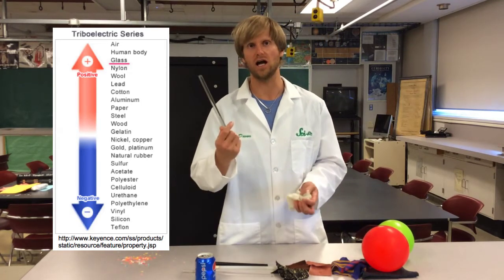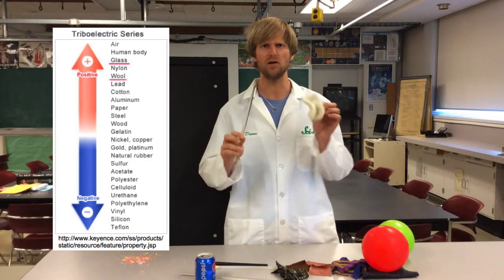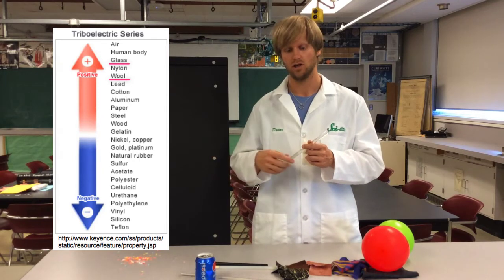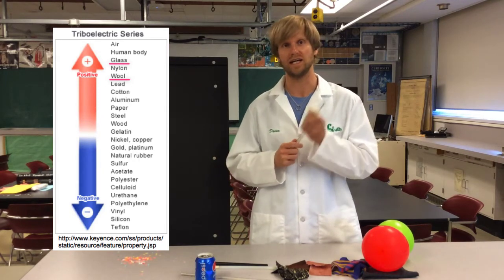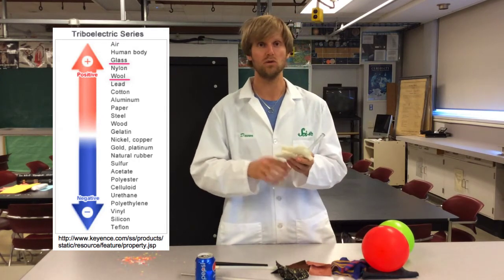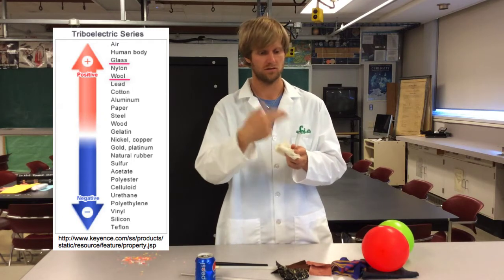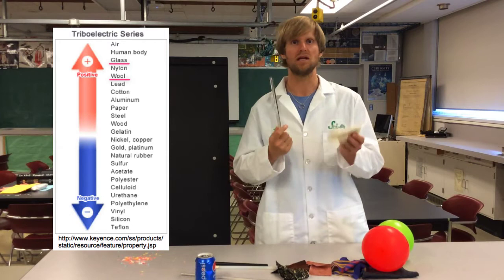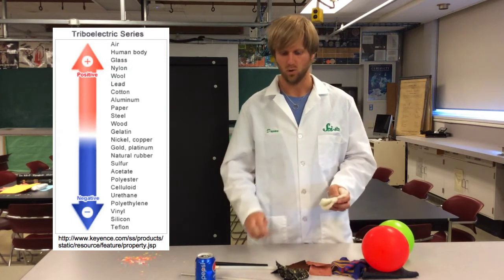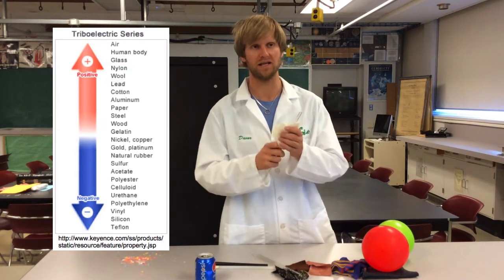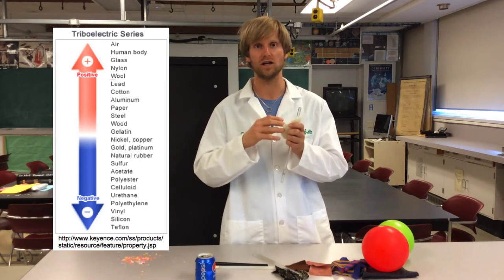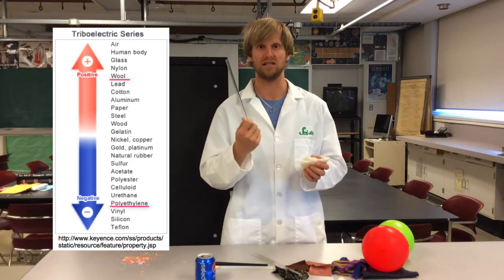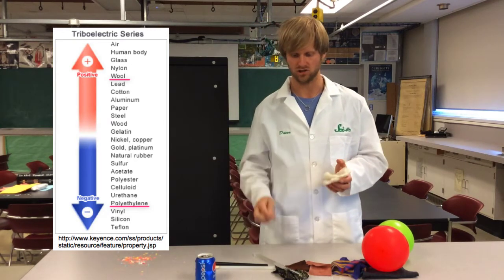If we look at glass and wool in the series, they're very close to each other. They're both very good at giving up electrons. So when I rub the wool against the glass, the wool wants to give up electrons to the glass, but the glass does the same. And so they both stay neutral. With the plastic, when I rub it against the wool, the wool is very good at giving electrons, and the plastic is very good at taking them. And so that's why the plastic becomes negatively charged.